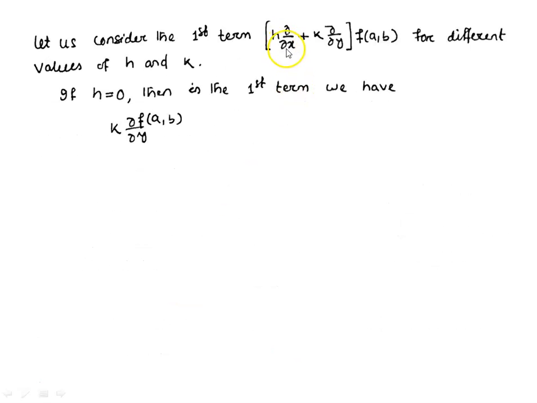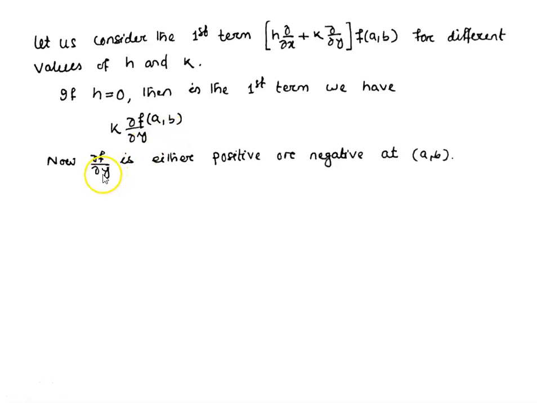If h is 0, then in the first term we have k ∂f/∂y at (a, b), the partial derivative of the function with respect to y at the point (a, b). Now ∂f/∂y is either positive or negative at (a, b), because the partial derivative of the function f with respect to y at (a, b) is either positive or negative.